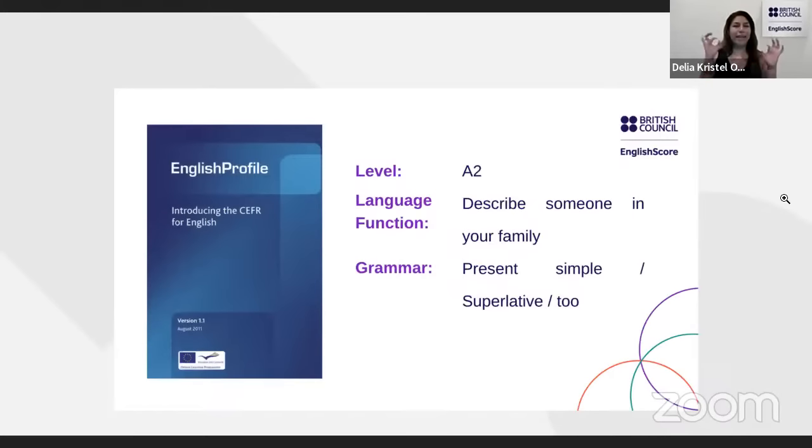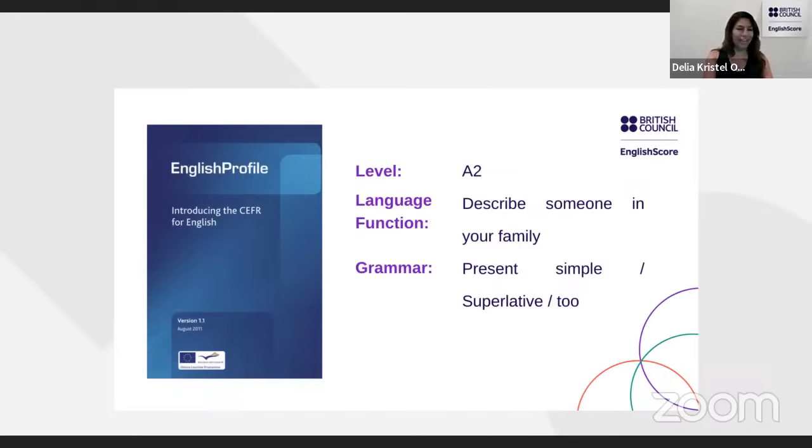I told you that I would like to play a little bit with this. So for example, when I am designing my learning experience, I have already identified that my students are A2 level. And the language function that I have decided to work on with my students is describing someone in my family. So they are describing people, and they need adjectives, because we're using the superlative, the adverb too, and the present simple. But when we talk about the language content, we not only have language functions and grammar, we also have connectors and expressions. Are you ready to play? Remember, describe someone in your family, present simple, level A2.